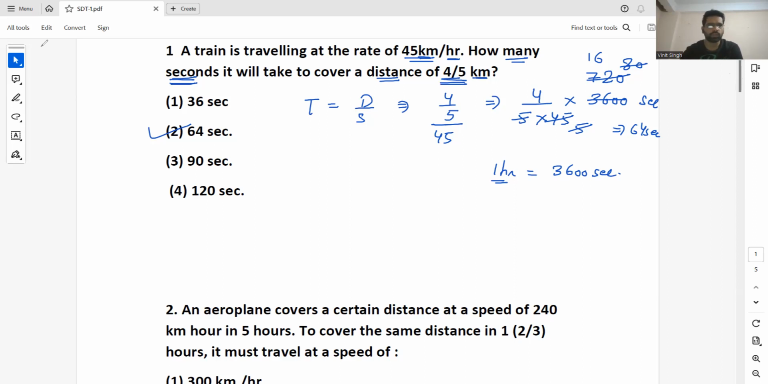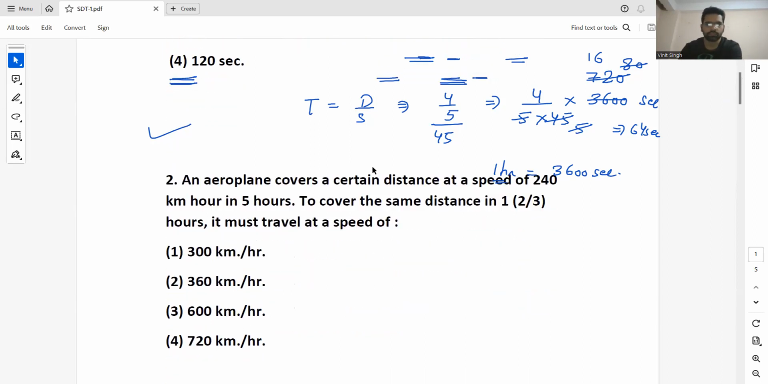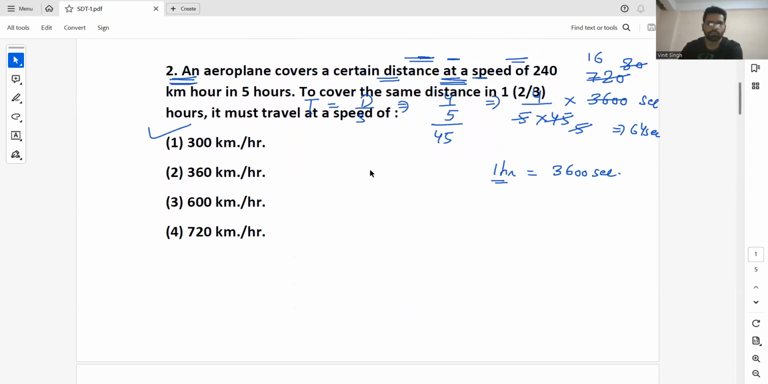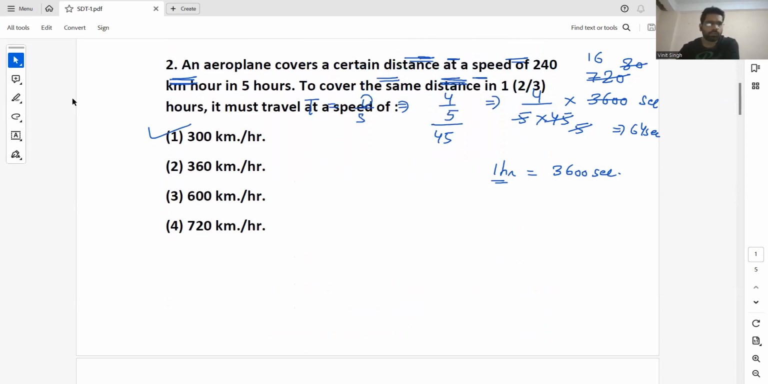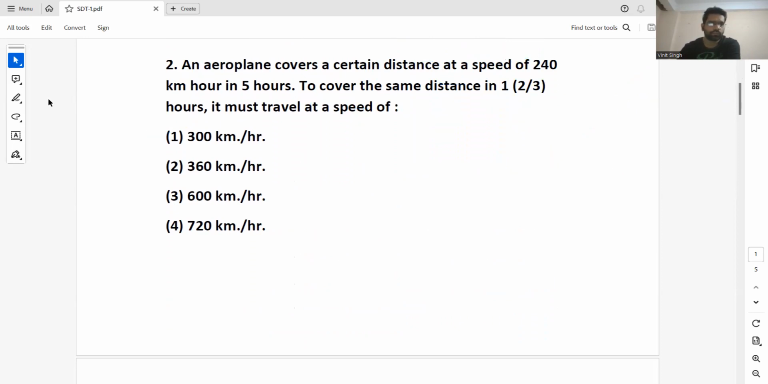Now question number 2. The question is very simple. Question is not tough. Question number 2. An aeroplane covers a certain distance at a speed of 240 km per hour in 5 hours. To cover the same distance in 1, 2 by 3 hours, it must travel at a speed of.